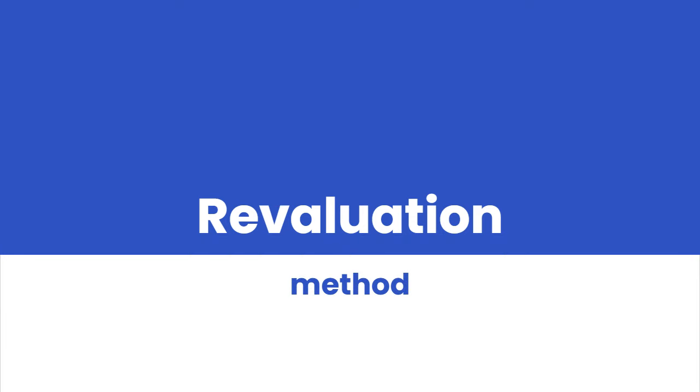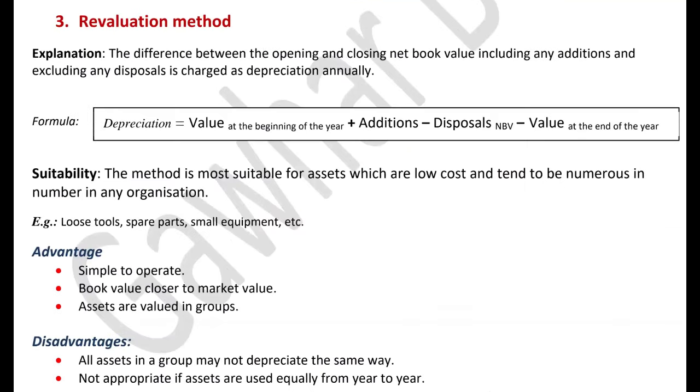Let's go to the third method of depreciation, which is the revaluation method. The explanation for that is the difference between the opening and closing net book value, including any additions and excluding any disposal, is charged as depreciation annually. The formula being depreciation for the year, or charge for the year, equals the value at the beginning of the year plus any additions, which means any kind of purchases, minus disposals, which means any kind of sale of non-current assets, and minus the value at the end of the year.